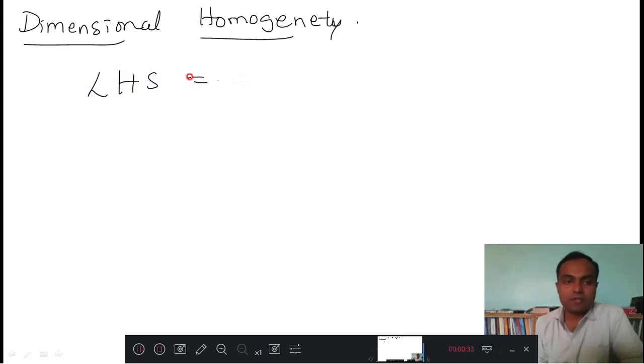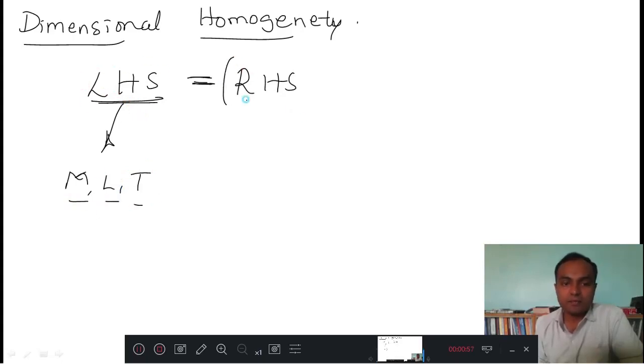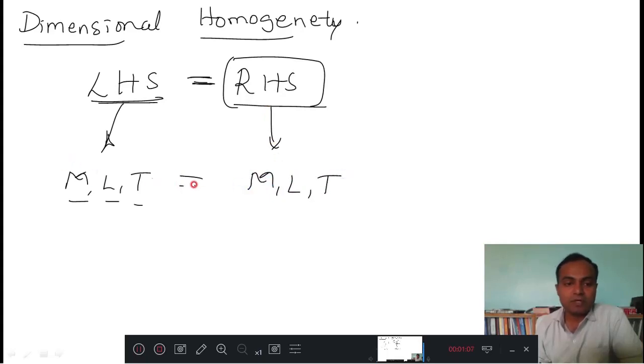Every equation will have an equal sign, and where there is an equal sign, there is something on the left hand side and something on the right hand side. LHS and RHS will be there. If I write the dimensions of the LHS in terms of M, L and T, and in the same way express all the parameters on the right hand side in terms of M, L and T, then they must be equal.